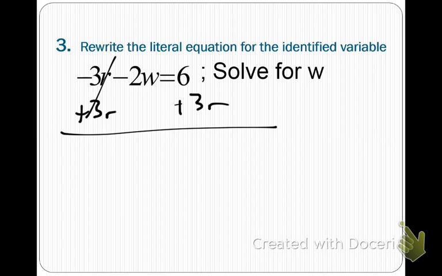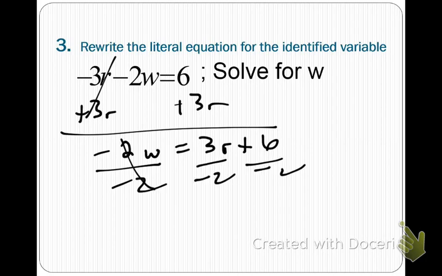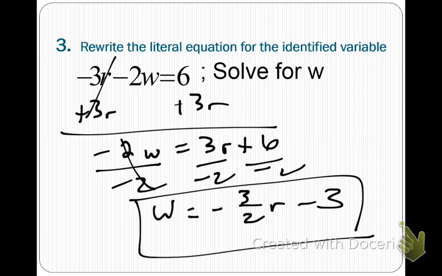The w is what we want to isolate. Get the other terms out of there. Don't forget to bring down your negative. Your minus sign is a negative. And also don't forget that you cannot combine the 3r and the 6. They just stay the way they are. Then divide through by negative 2. So w is negative 3 halves r minus 3. Okay? Issues there? Any question? You all right?